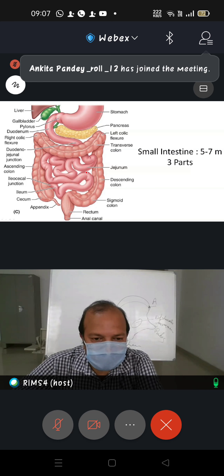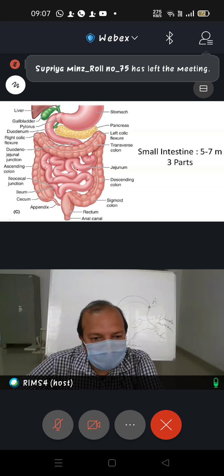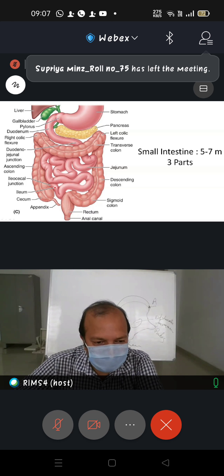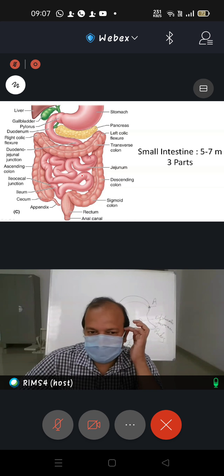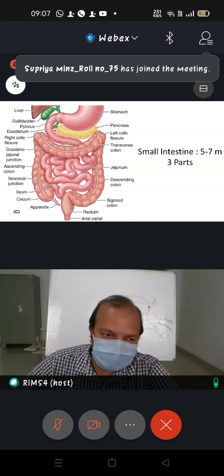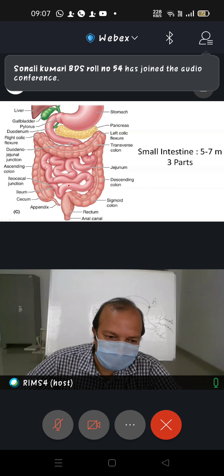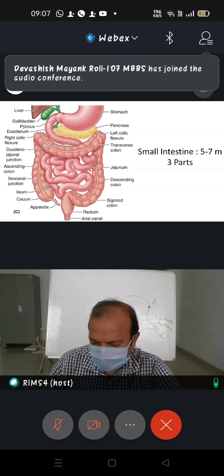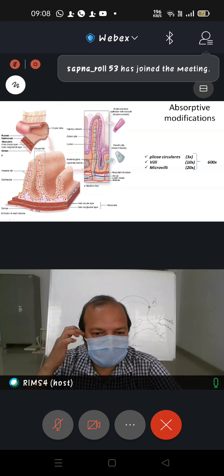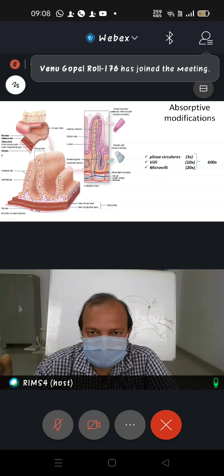So this portion contains both. Initially, the portion is known as jejunum, and the terminal portion, which ends at the ileocecal junction, is known as ileum. So these are the three parts: the initial small part, duodenum, then the jejunum, and the last terminal part, the ileum. We are going to discuss how these portions are histologically different from each other.